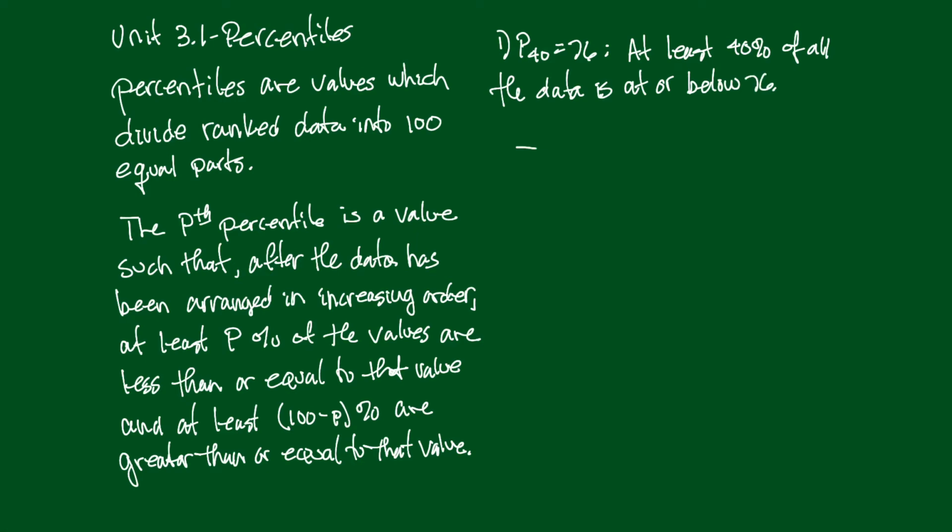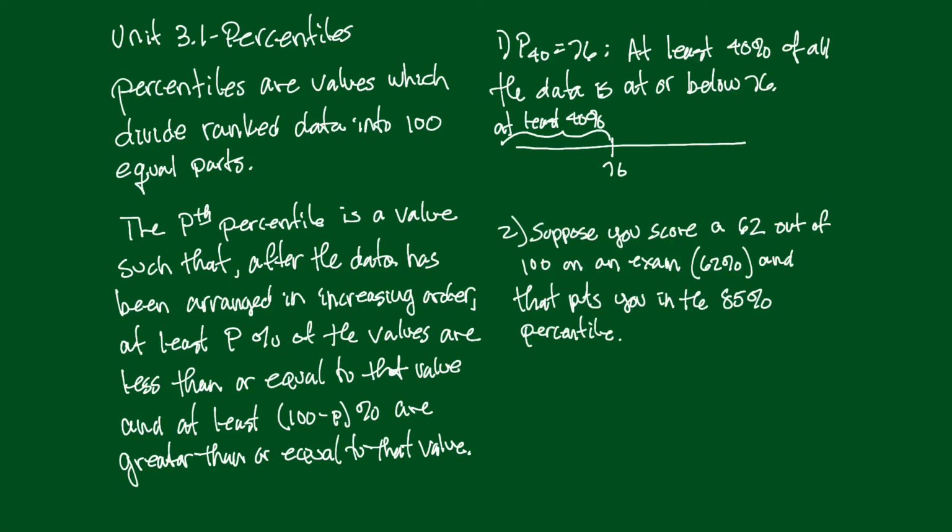So suppose that we had all of our data, and then I find this number 76. I've got the numbers in increasing order, and then I find the number 76. Well, what it means is that at least 40% of all the data values are at 76 or below.